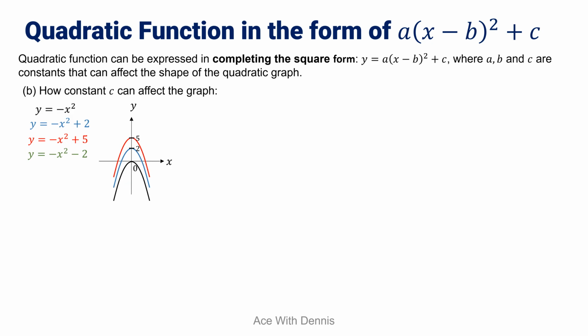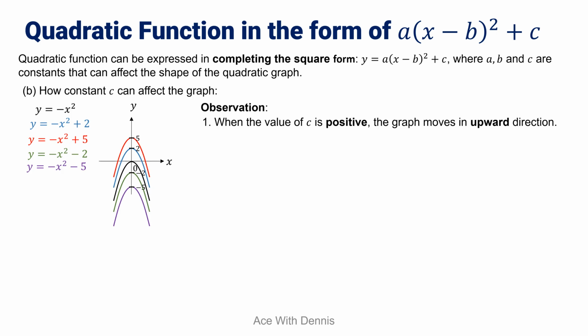What if it is a negative number, which is y equals negative x squared minus 2? It means that the curve moves 2 units downwards, and the maximum point here is negative 2. Similarly, when y equals negative x squared minus 5, this will be the graph where it moves 5 units downwards.